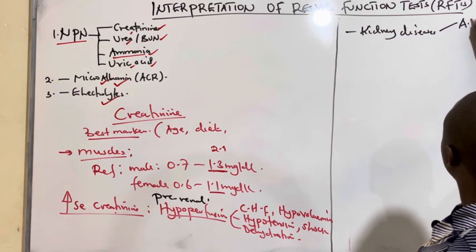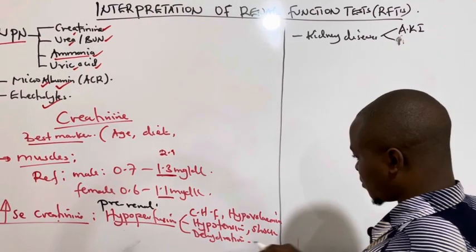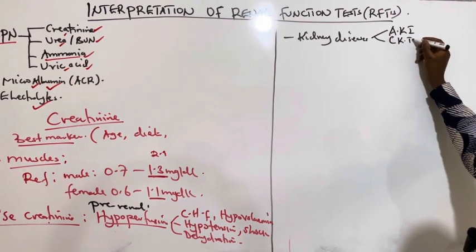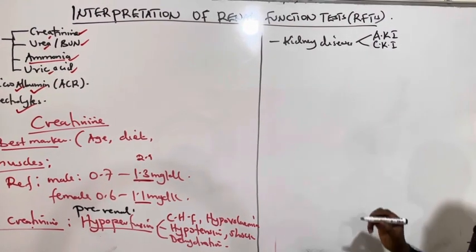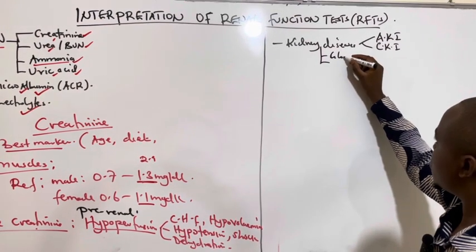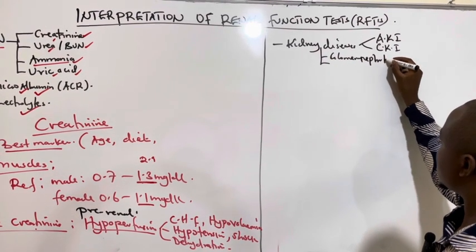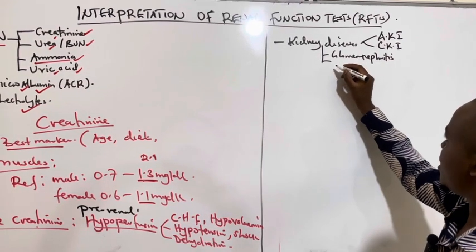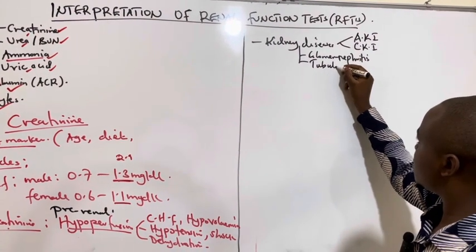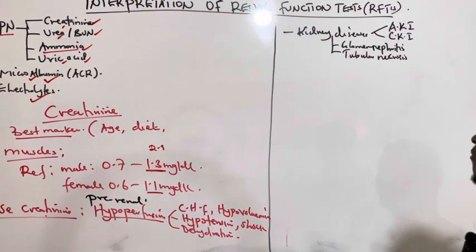like acute kidney injury. We can see it elevated in chronic kidney injury or failure. We see them elevated under kidney diseases like glomerulonephritis. You can see them under acute tubular necrosis, whereby the cells of the kidney are undergoing necrosis. You can see it elevated.